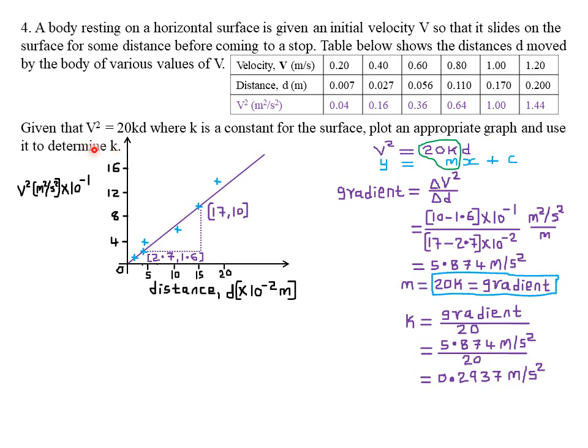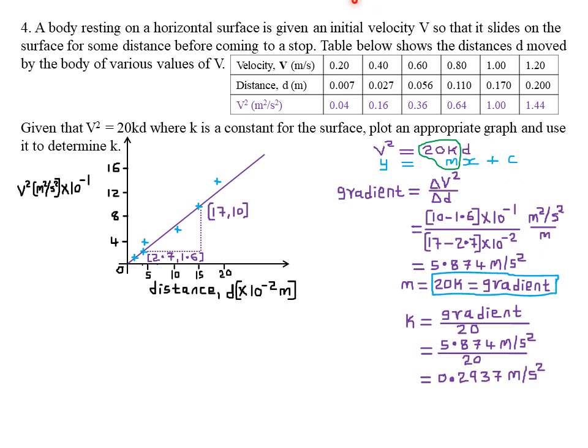So they have talked of an appropriate graph. Because the graph has to help us to find the value of k, and we are given an equation of v squared equals 20kd, which is an equation in the form of the equation of a straight line, which is usually y equals mx plus c from mathematics.